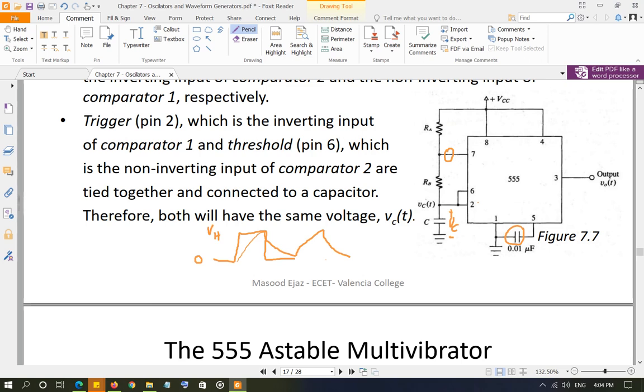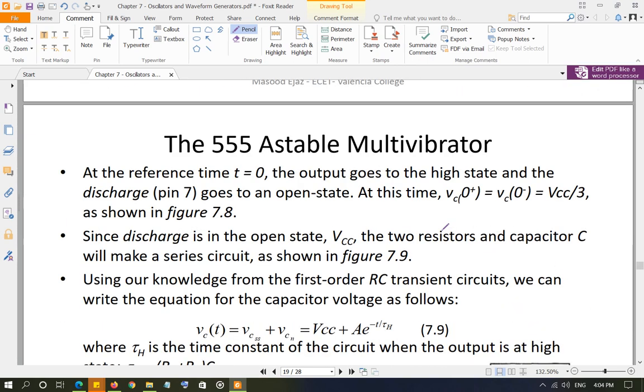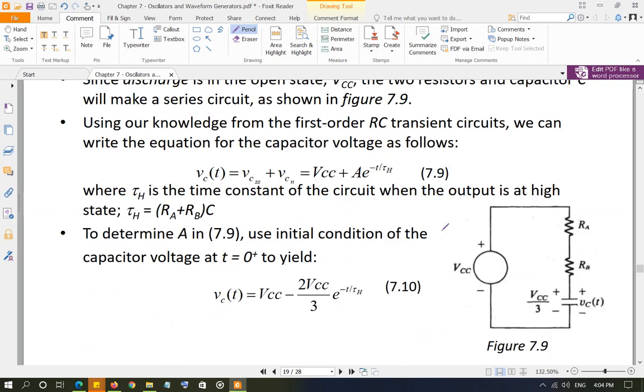When it becomes open circuit, what do you have? You have VCC connected to RA. Of course, no current is going to go here since it's open. All the current is going to flow through RB, and then all the current is going to go to the capacitor. So this circuit is going to appear as a series circuit: VCC, RA, RB, and capacitor when the output is high. And this circuit is right here: VCC, RA, RB, and capacitor, and the initial voltage on the capacitor is VCC by 3.